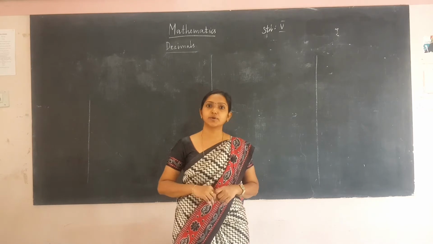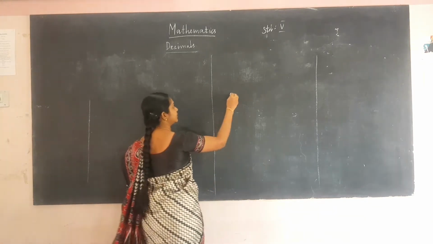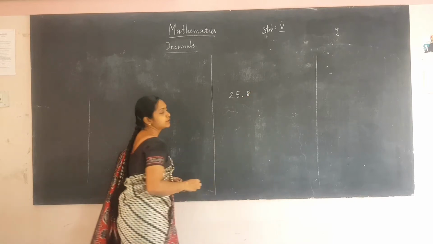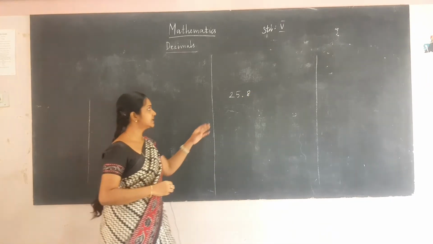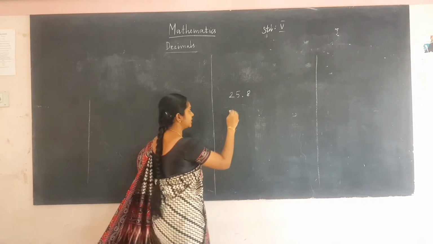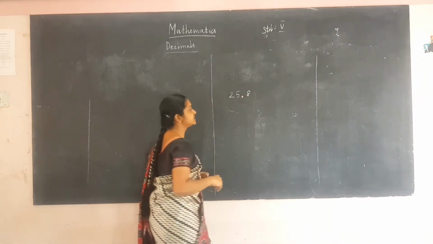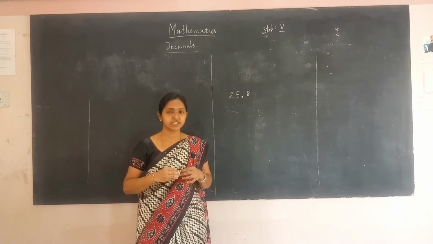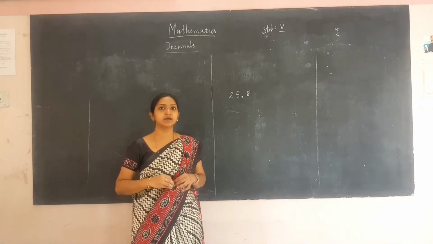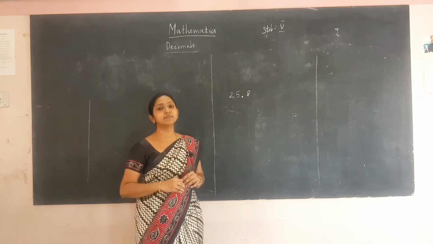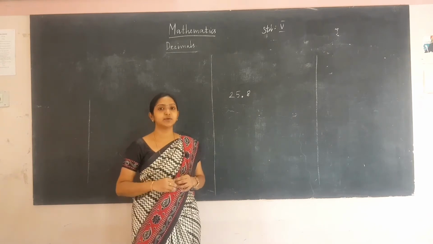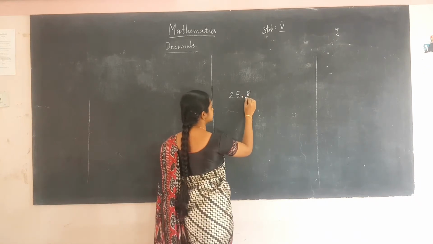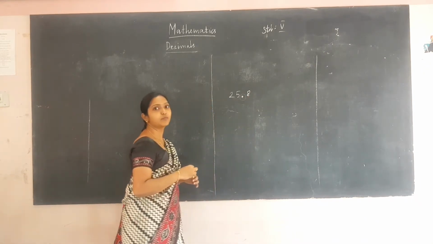Consider your weight as 25.8. 25.8 is a decimal. We have a point here. This is called as decimal point. Most of the time when we are checking our weight, it won't be a whole number. In that case, we are using decimal for accurate weight. This is called as decimal point.